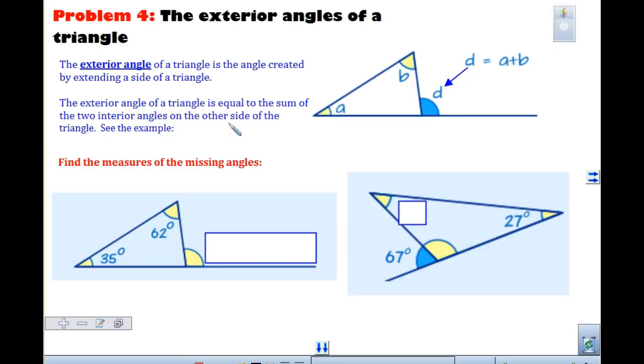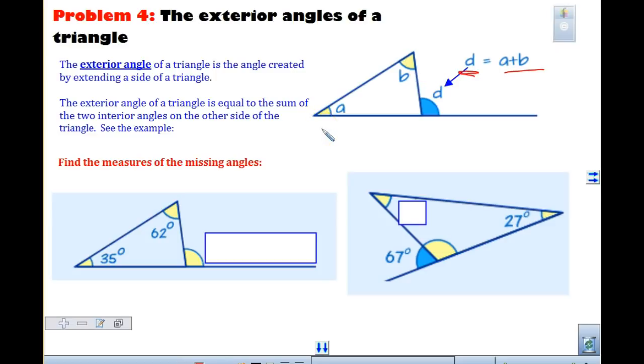Nikita. The exterior angle of a triangle is the angle created by extending the side of a triangle. The exterior angle of a triangle is equal to the sum of the two interior angles on the other side of the triangle. So notice they have it written like this. They say D equals A plus B. And this is one that people don't notice a lot of times in their homework.